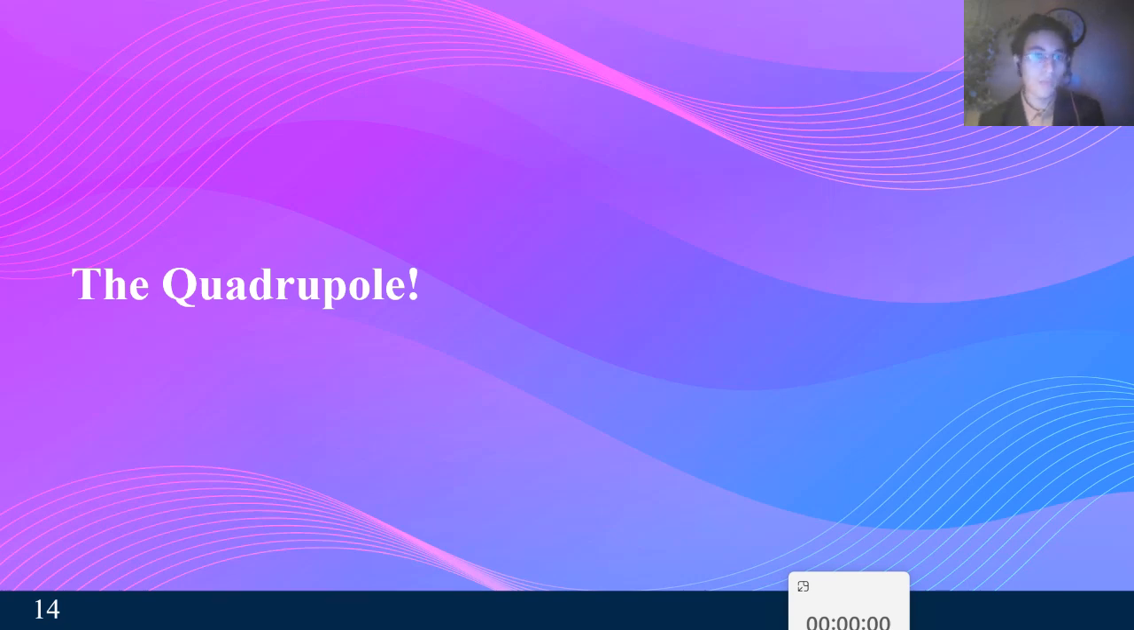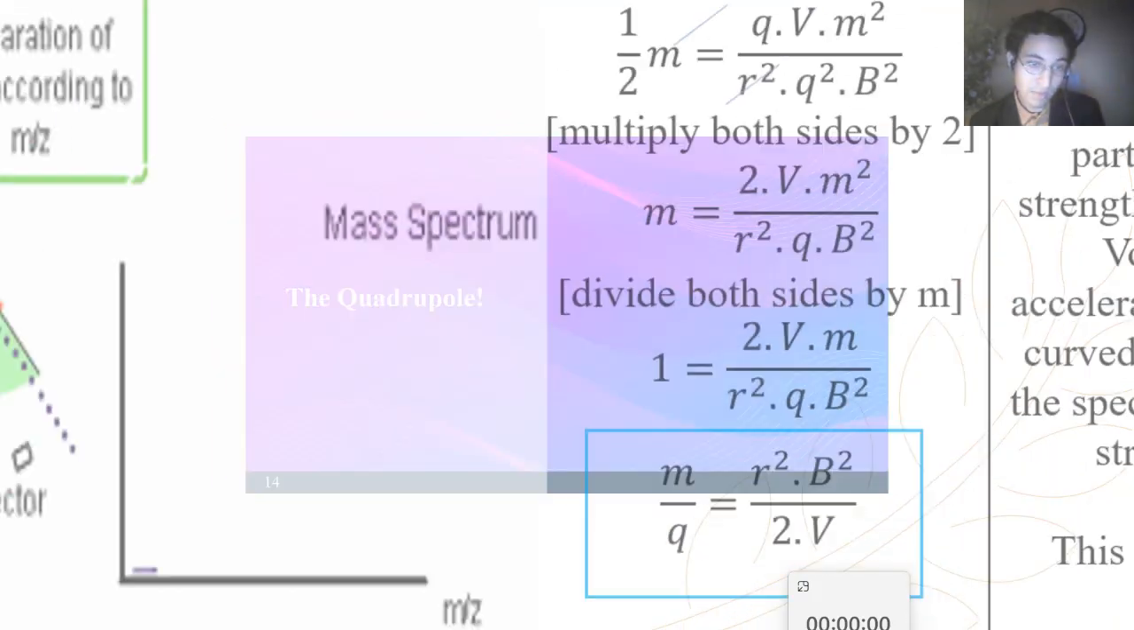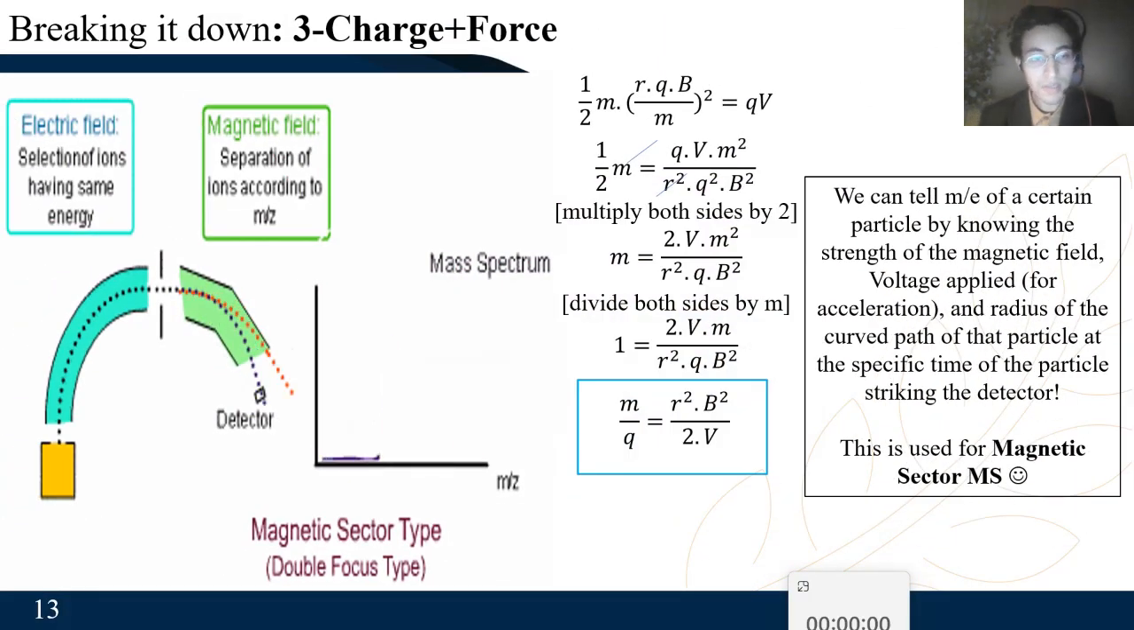So let's talk about the quadrupole. A quadrupole is also a powerful tool. It's not as high resolution as the magnetic sector, but it has a very high scanning rate. Because remember, look at this: the magnetic sector needs time to change the magnetic field, and it needs time to change the electric field together. So this causes the scanning time to be longer.